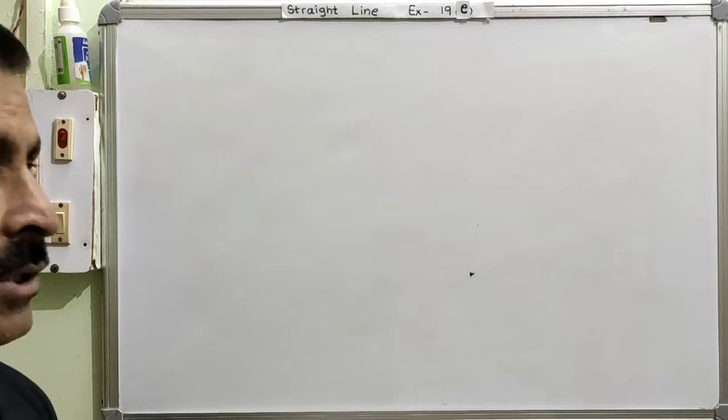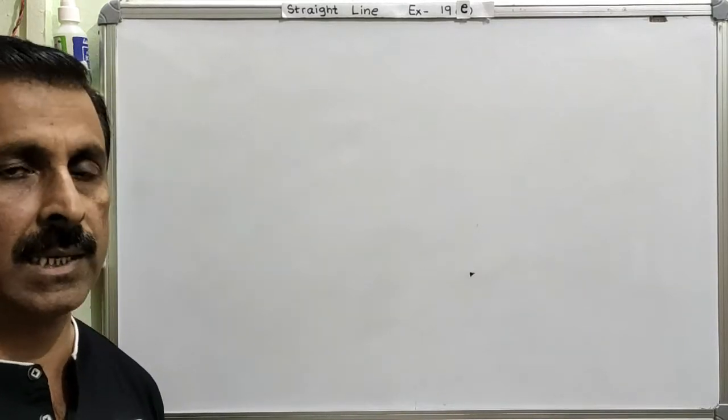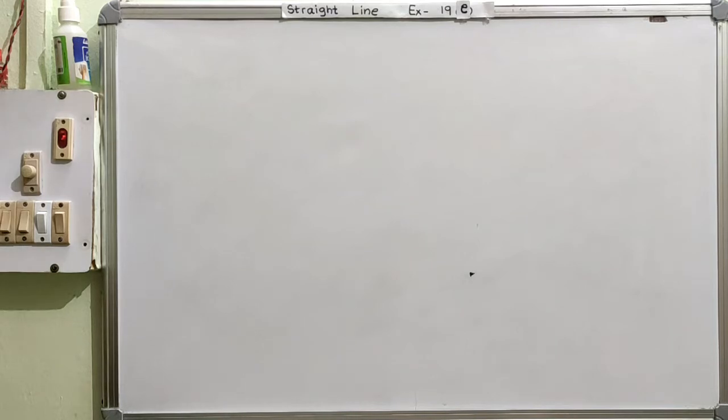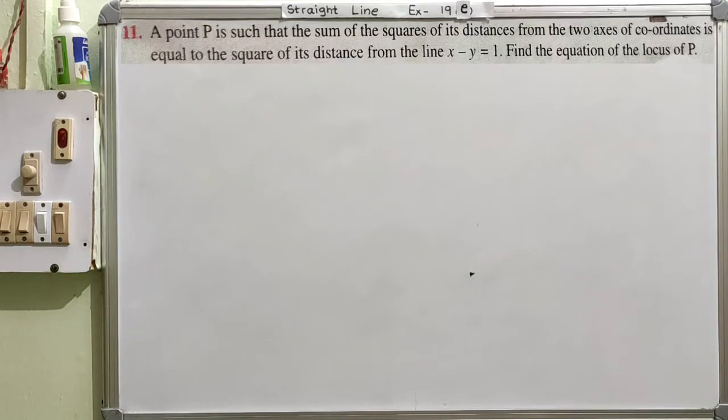We'll take one more question. This is the last question of this exercise, and for the day also, this is the last question. Question number 11. A point P is such that the sum of the squares of its distances from the two axes of coordinates is equal to the square of its distance from the line x minus y is equal to 1. If it is so, find the equation of the locus of point P.